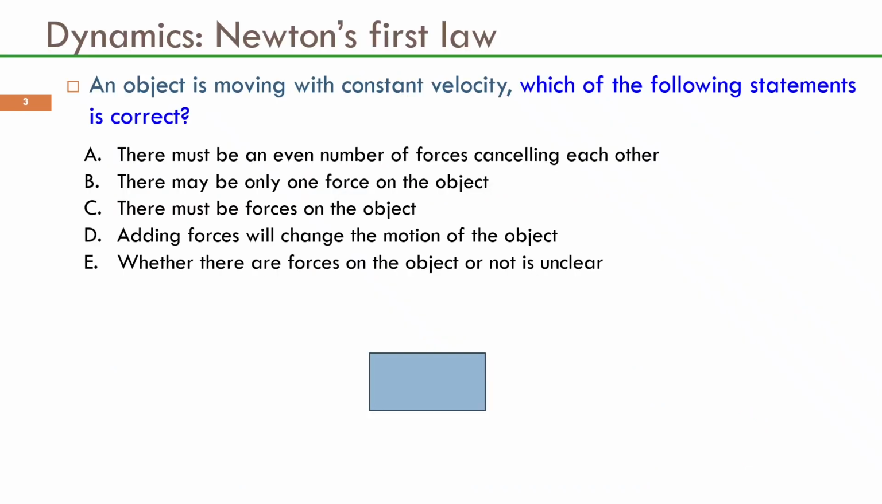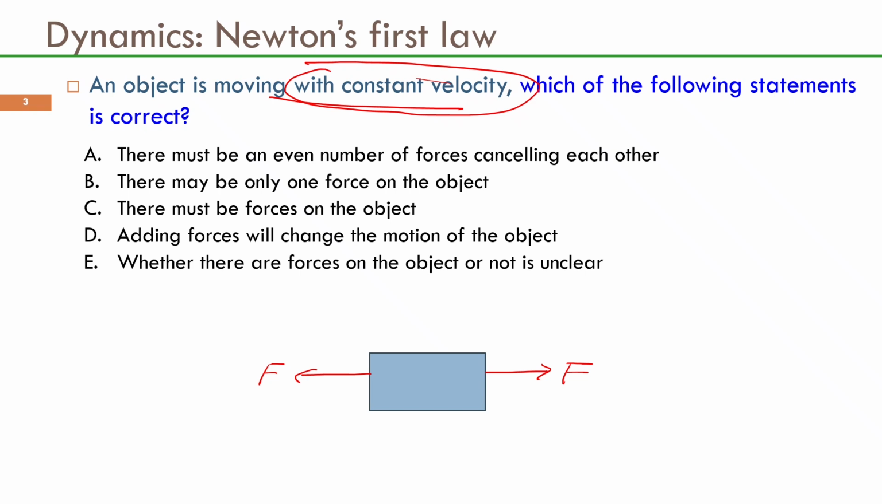So let's first look at this question. An object is moving with constant velocity. Which of the following statements is correct? So choice A says there must be an even number of forces canceling each other. So if there's a force on this side, which is F, there's a force on this side, which is also F. If they cancel each other, the net external force is 0, then it's possible that the object is moving with constant velocity. But this is only one situation.